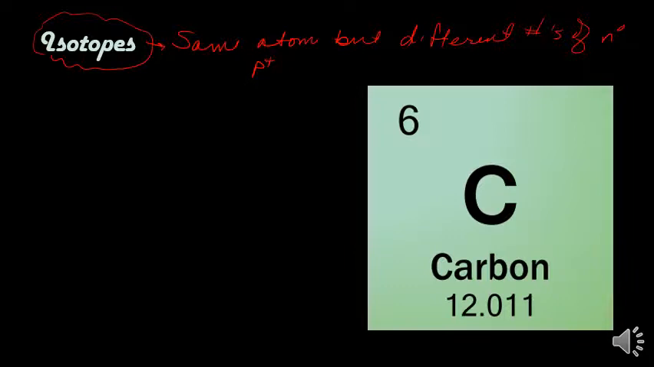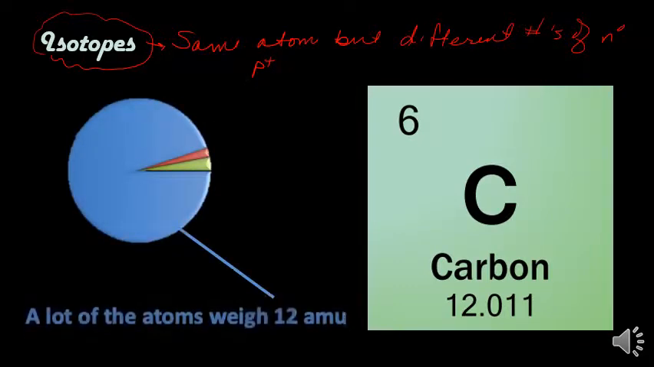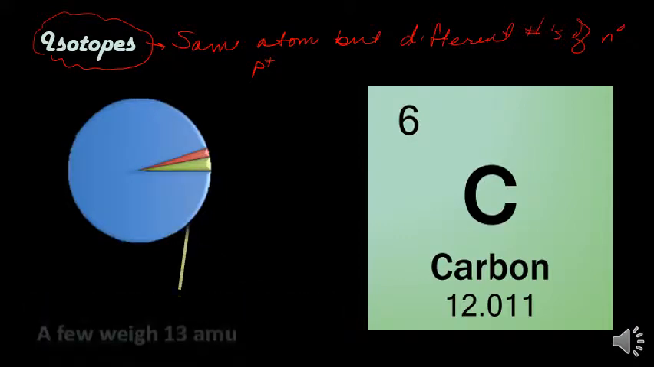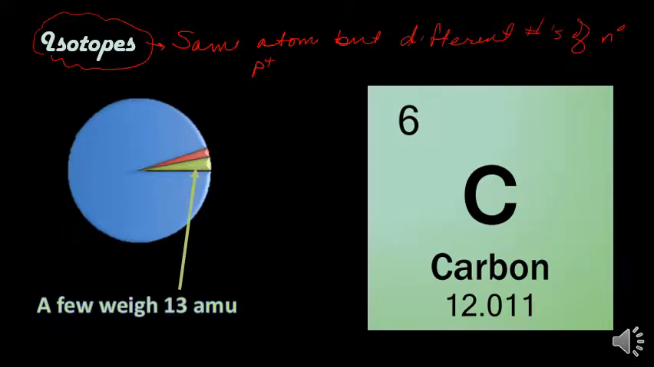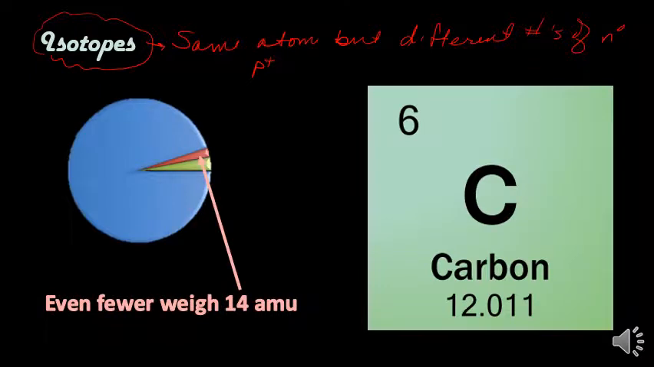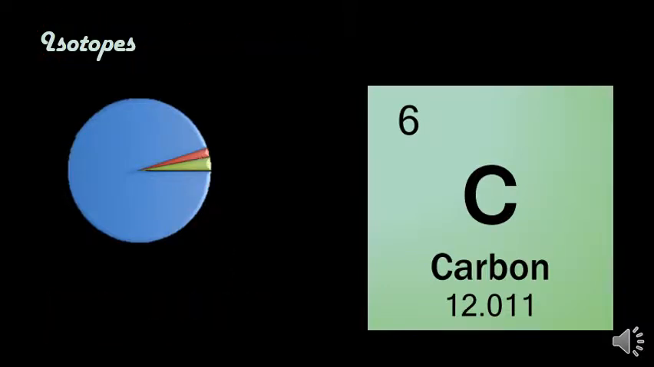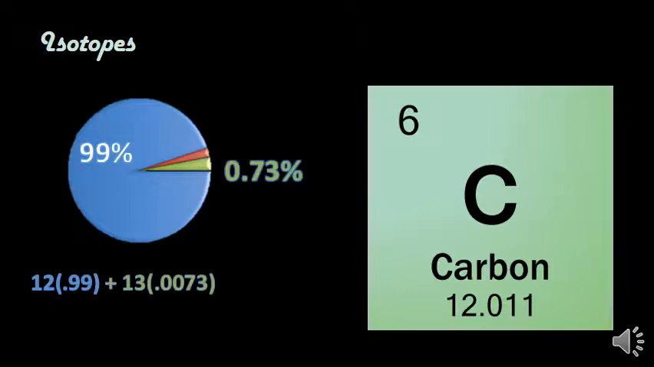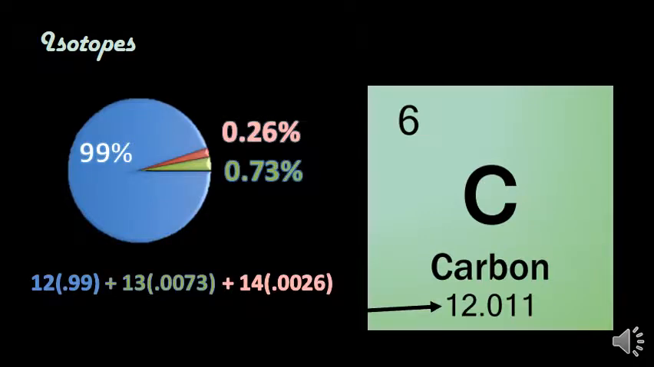So if we look at all of the carbons in the whole universe, we find that most of them do weigh 12. But a few weigh 13. And a few more weigh 14. And if I actually do the math, I find out that 99% of them do weigh 12. Very small percentage weigh 13 and 14. And if I add all that up and do the math, I discover that that equals 12.011. That's why they're decimals. Not every single carbon in the universe has the same number of neutrons.